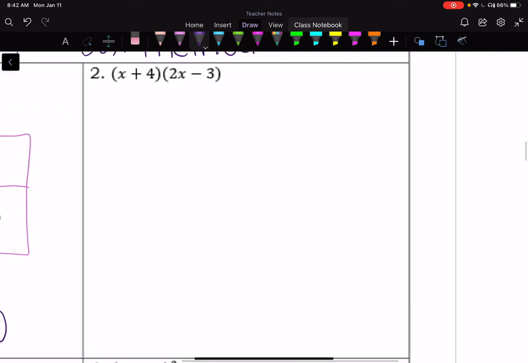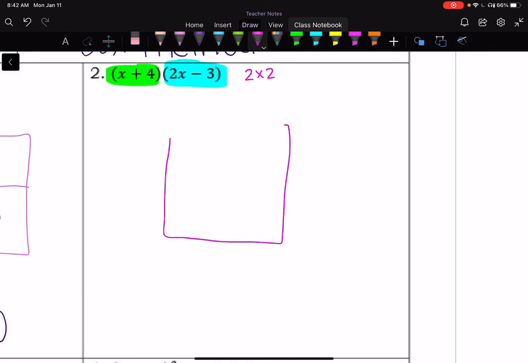Moving on to number 2, we're going to see that both of my groups here again, my first group, which I'm going to highlight in green, and my second group highlighted in blue, both of these have 2 terms. So I'm going to make a 2 by 2 box again. Two spaces on the top, 2 spaces on the side. On the top, I'm going to write x plus 4, x and positive 4 for my 2 terms. And on the side, it's going to be 2x and negative 3 for my 2 terms.